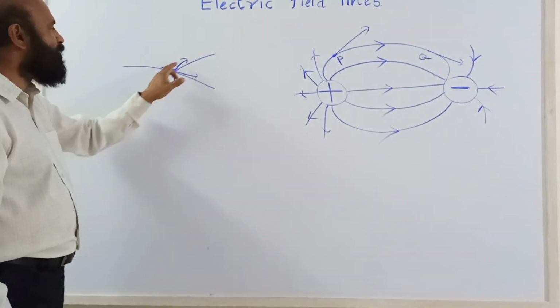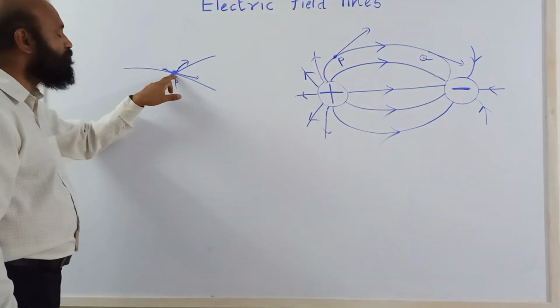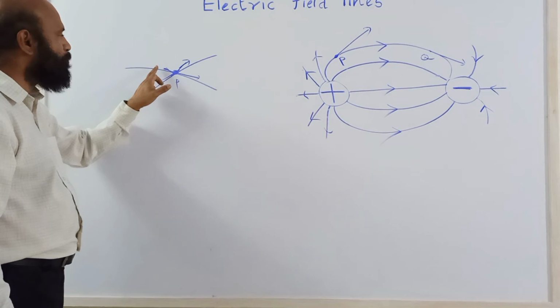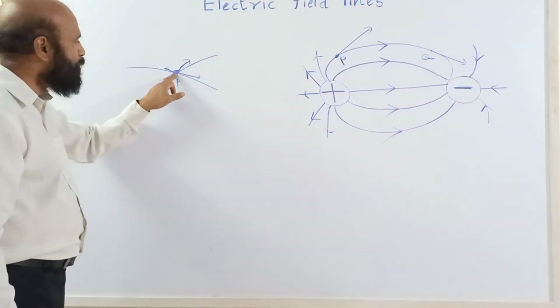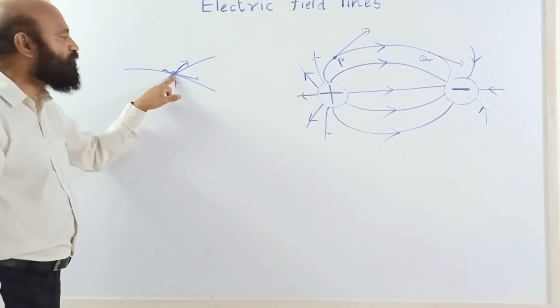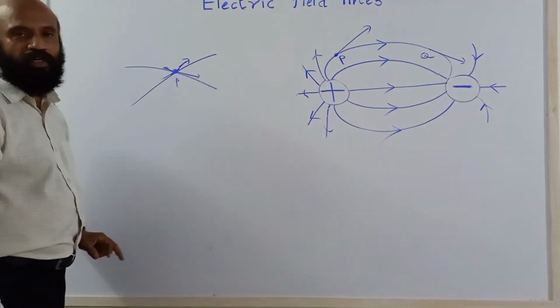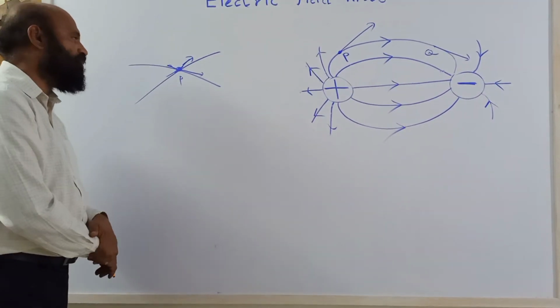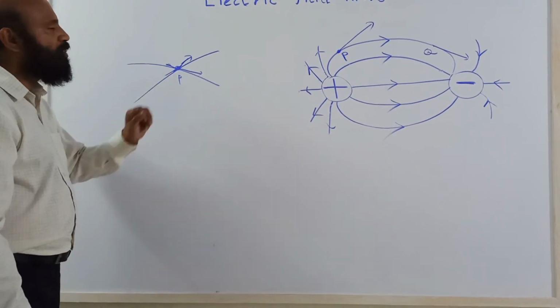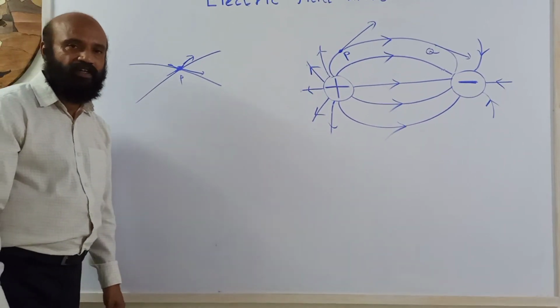If electric field lines are crossing each other, at that point two tangents can be drawn. That means there can be two directions. That means if you keep a charge, it can move in two directions. That is physically not possible. So electric field lines will never intersect.